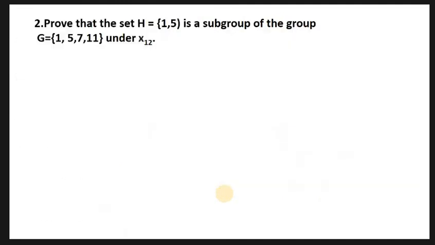Second problem. Prove that the set H is equal to 1 comma minus 5 is a subgroup of the group G is equal to 1 comma 5 comma 7 comma 11 under mod 12. Means with respect to multiplication modulo 12, we have to prove that H is a subgroup of G. So to prove this one, first let us show that H itself is a group. See, H is a proper subgroup of G. G contains 1, 5, 7, 11. H contains 1, 5. Therefore, it is a proper subgroup.